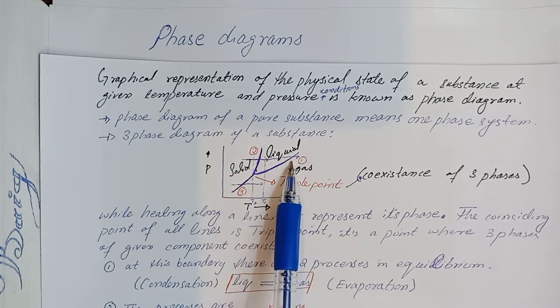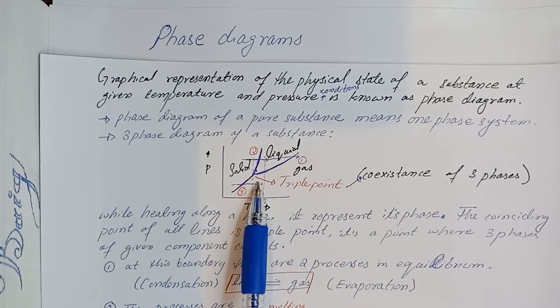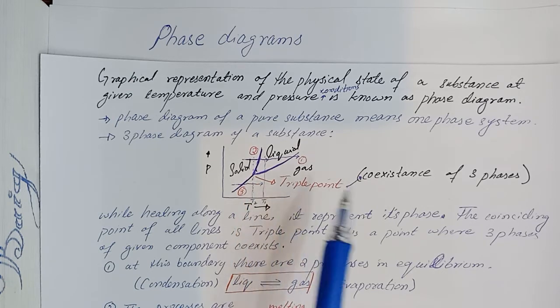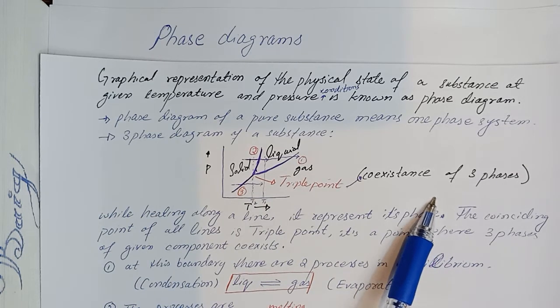lines are known as phase boundaries, whereas a point that is a coinciding point of all the lines is known as the triple point, where the coexistence of three phases is observed.